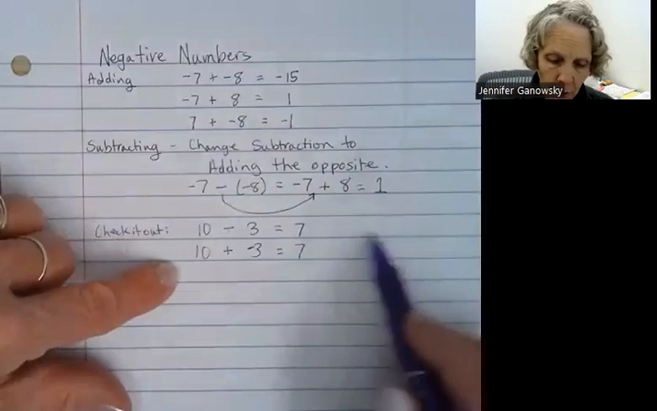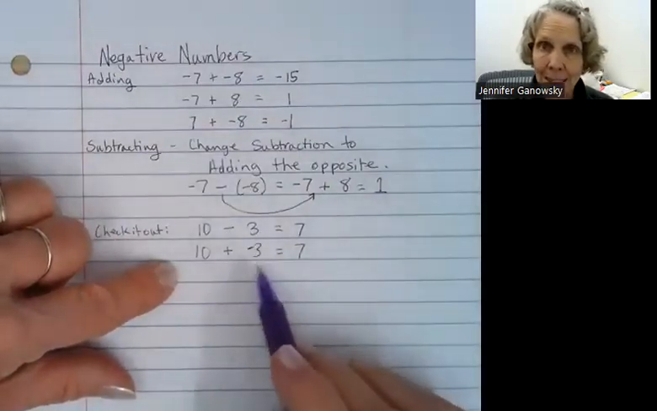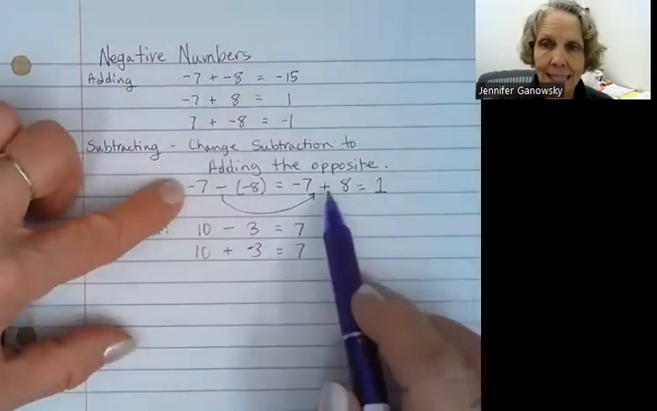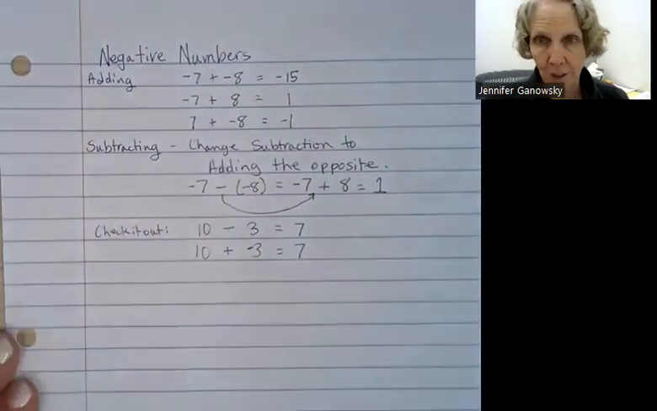And that might be a good little note to write down here. Pause it and write that down. Subtracting 3 is the same as adding -3. Subtracting -8 is the same thing as adding +8. That's what I want you to get about subtraction. Okay.